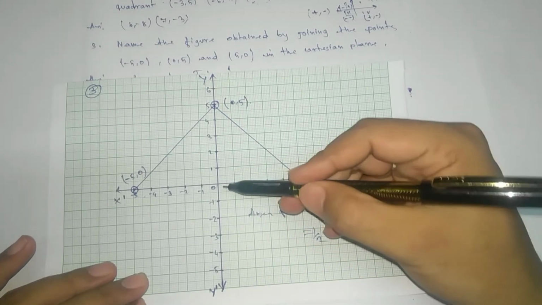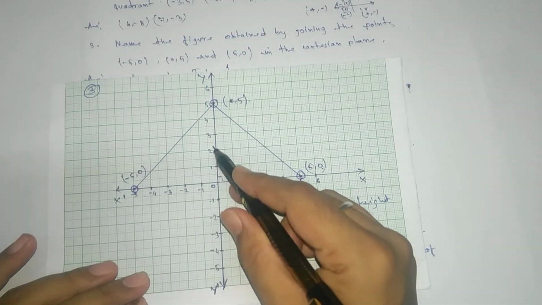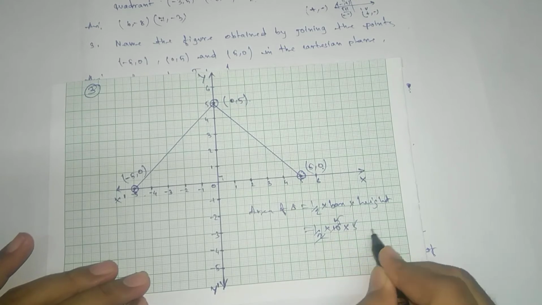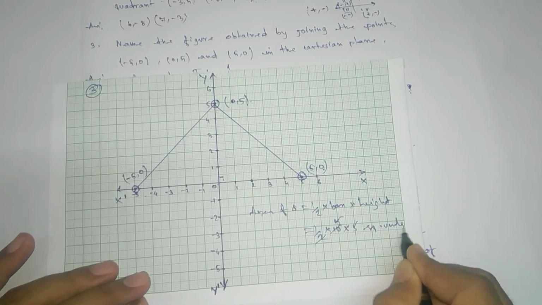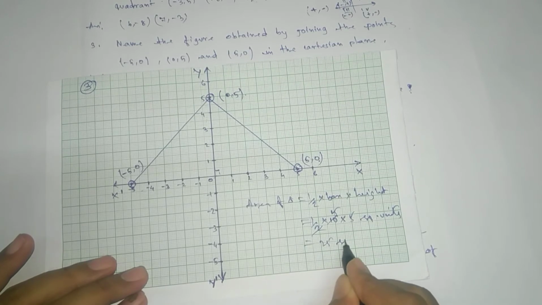And the height is this one. You can see this is your height. So how many units are there? 1, 2, 3, 4, 5. So we will mention here 5, cancel here, and we'll mention square unit. As it is the area, we need to write square unit. So your answer is 25 square units.